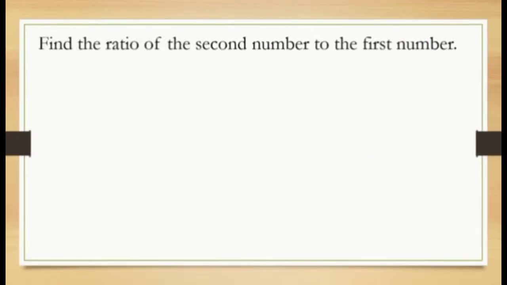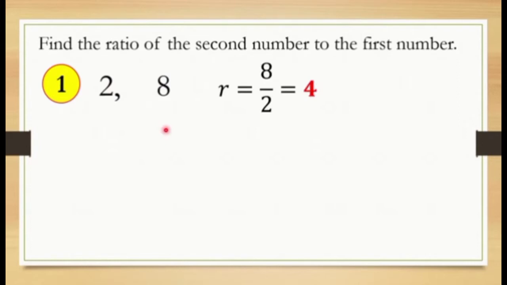We're going to understand the concept of ratio for this type of sequence. So let's have a short activity. Find the ratio of the second number to the first number. For example, number 1, we have 2 and 8. So, to get the ratio of the two, we just divide the second number by the first number. So, that will be 8 divided by 2. Therefore, the ratio is 4.